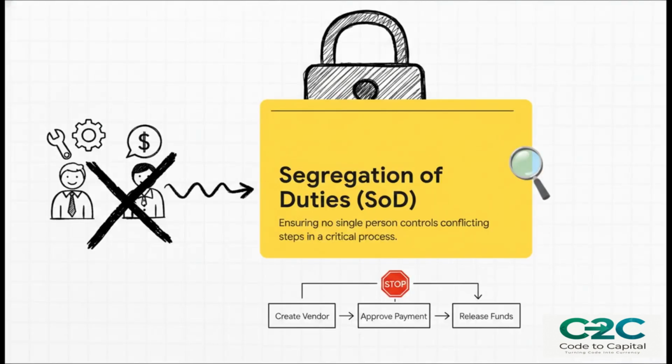Now, a critical part of this access domain is SOD, which stands for segregation of duties. This just ensures no single person controls conflicting steps in a critical process. Let's use a grounded, generic ERP example. A finance clerk should absolutely never have the access rights to both create a new vendor in the system and then independently approve a payment to that exact same vendor. Because if they can do both, what's stopping them from setting up a fake company and just paying themselves? As it turns out, auditors highly frowned upon that. SOD controls physically prevent that combination from existing in the system.